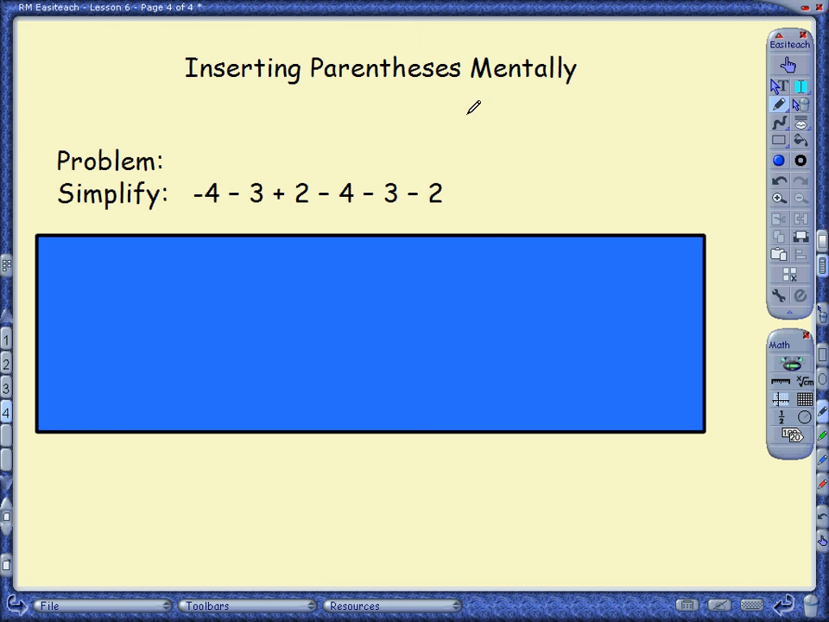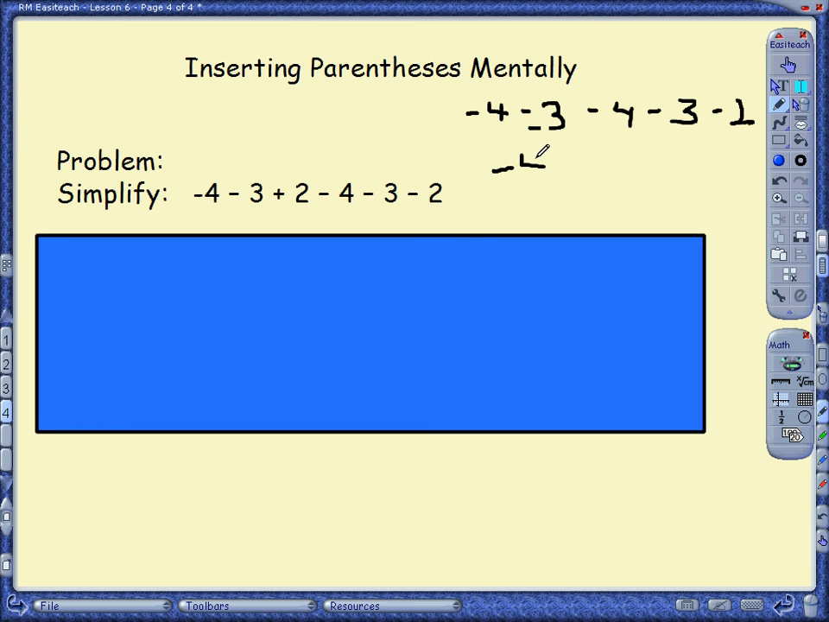Okay, so I have negative 4, negative 3, negative 4, negative 3, and negative 2. Now I know I can just add those all up together. Negative 4 plus negative 3 is negative 7, plus negative 4 is negative 11, plus negative 3 is negative 14, plus negative 2 is negative 16.